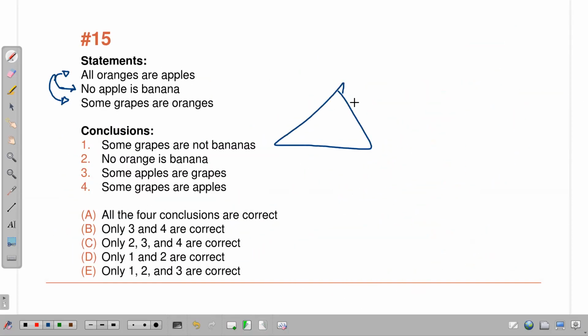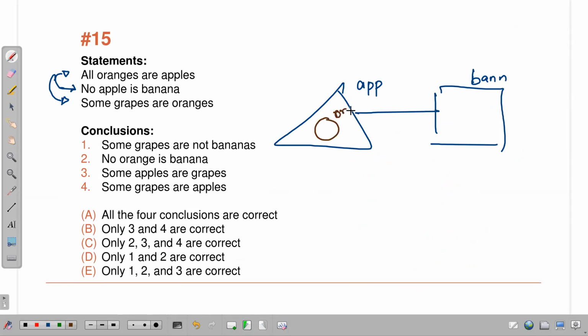No apple is banana. So no apple is banana. Then all the oranges are apple. So all of the oranges are apple. Now I know orange can max be till apple. And then finally, some of the grapes are oranges. Some of the grapes are orange, but I have no idea how big the grape is, because grape is another set. So how many sets are there? Orange 1, apple 2, banana 3, and grape 4. Four variables.